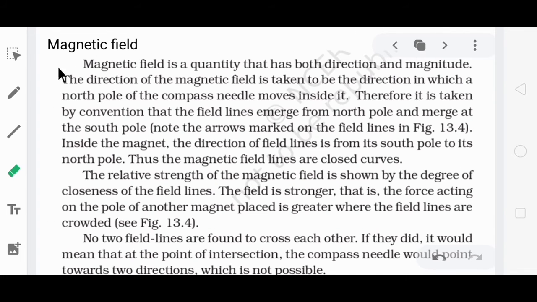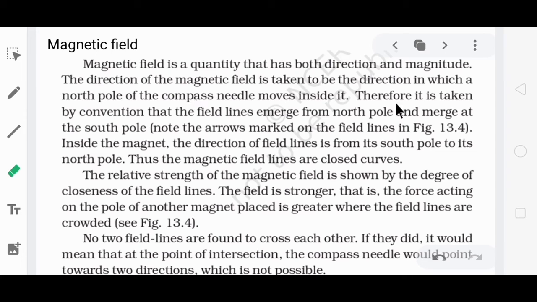In your NCERT book, some points are also given. So magnetic field is a quantity that has both direction and magnitude. In the field, you feel a force, that's the magnitude, and the force is applied in a definite direction, in the direction of magnetic field lines. So the direction of magnetic field is taken to be the direction in which the north pole of the compass needle moves inside it, and this direction helps us to make magnetic field lines on paper.